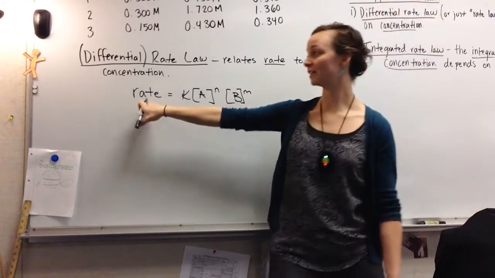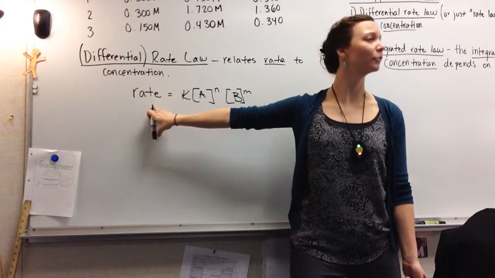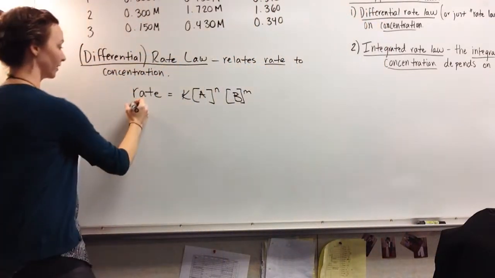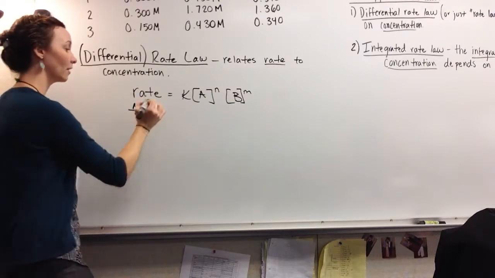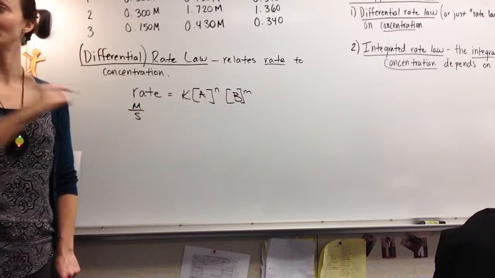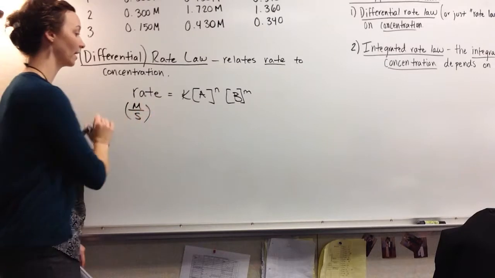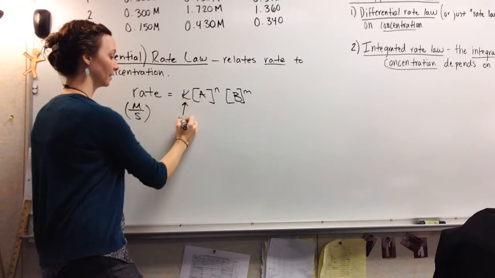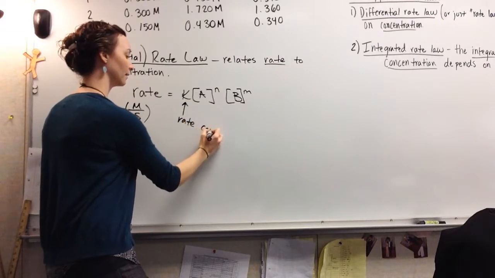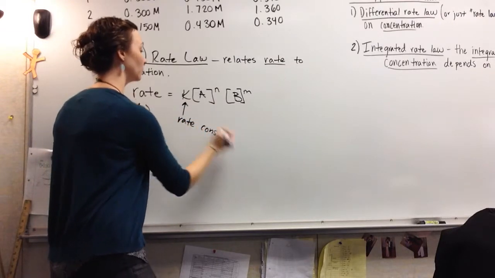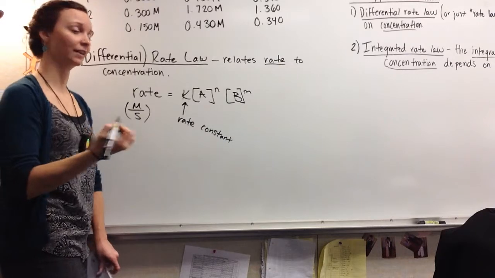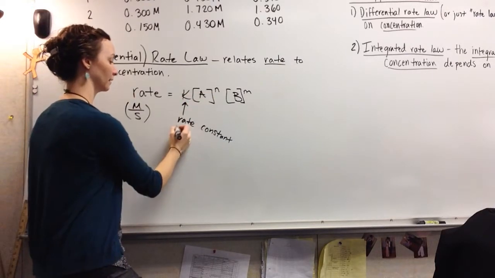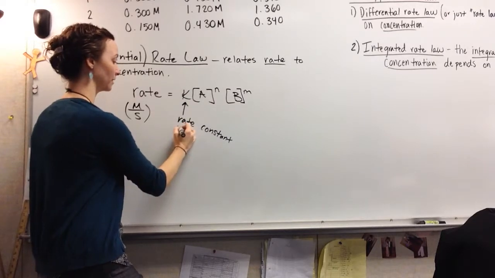Yesterday we talked about this part of it. We talked about the rate. What are the units always on rate? Molarity over seconds. Remember, always, always, always the units on rate will be molarity over seconds. This is called your rate constant. The units will vary on this. I'm not going to tell you right now what they are because they'll change depending on what your equation is. So units vary.